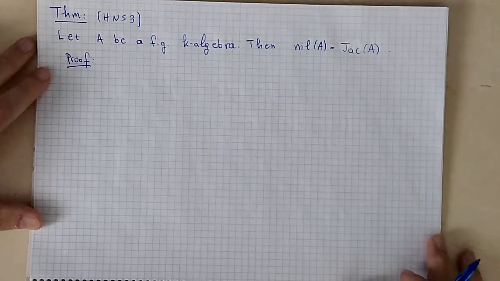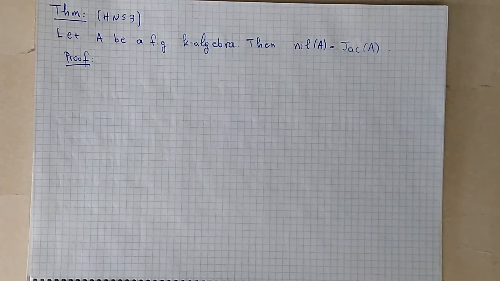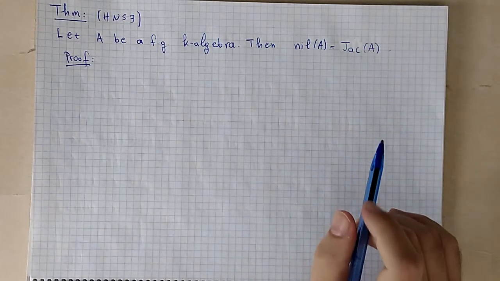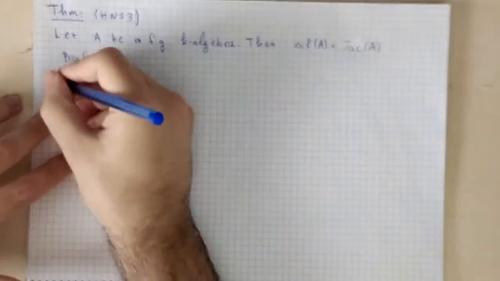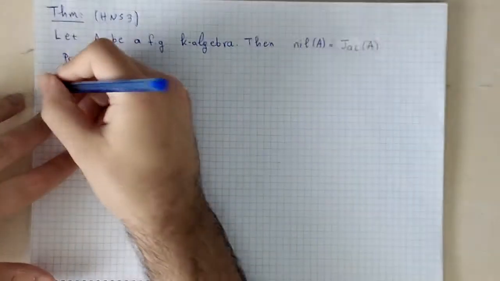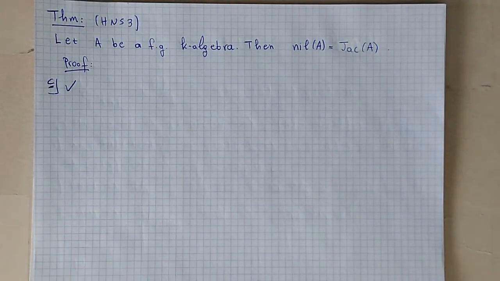So let me move to the third version, right? We're going to prove that if A is a finitely generated K algebra, then we have this equality, right? First of all, if we look at this inclusion, then this is trivial, because as we already mentioned, the nil radical of A is by definition the set of all the nilpotent elements in A. But one can prove in basic commutative algebra that the nil radical can also be described as the intersection of all the prime ideals of A, right?